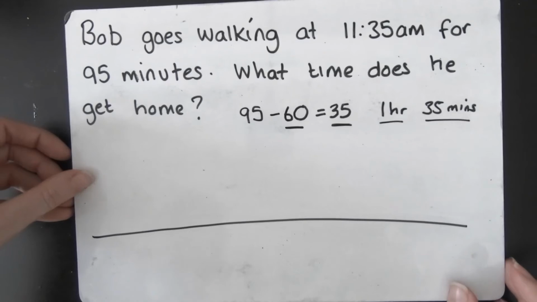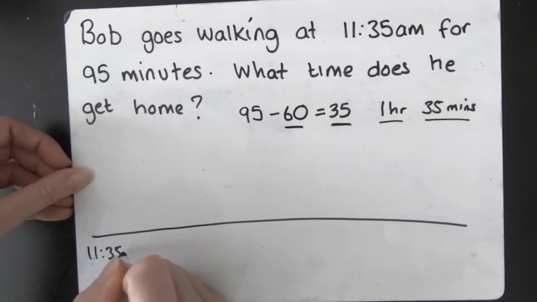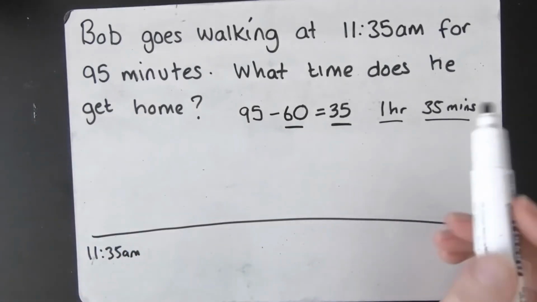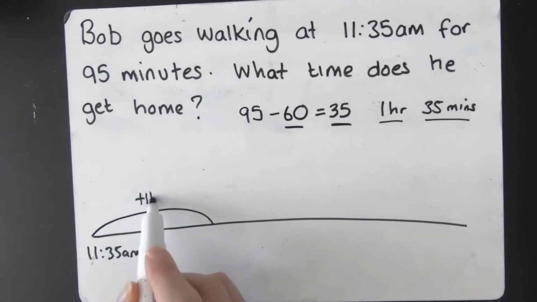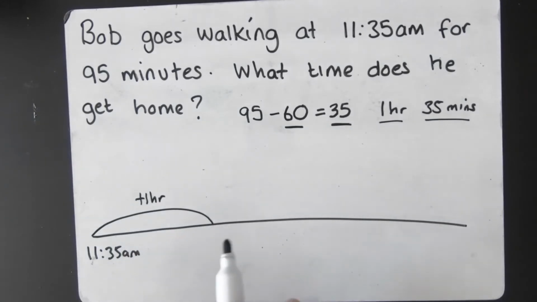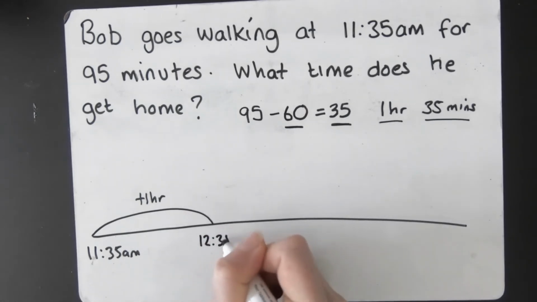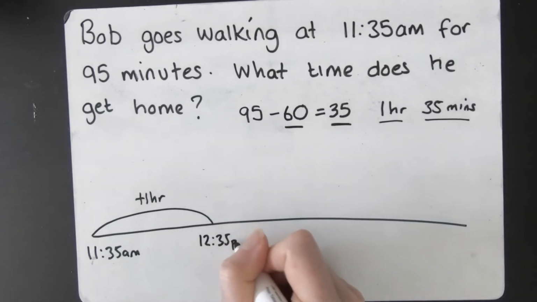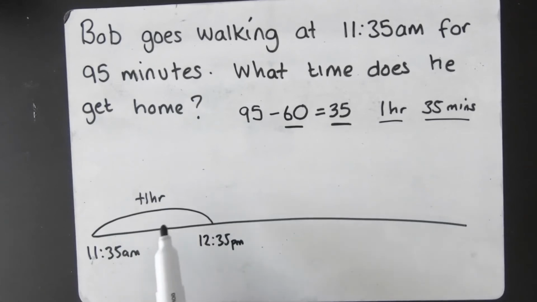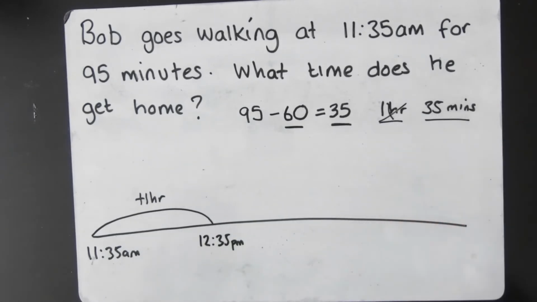Right, let's move that onto our number line. So I've got 11:35 a.m. and I've got to add on 1 hour 35 minutes. Let's add on 1 hour first. What's 11:35 a.m. plus an hour? It's going to be 12:35. Now we're in the PM. We've added on an hour, so now we've got to add on our 35 minutes.